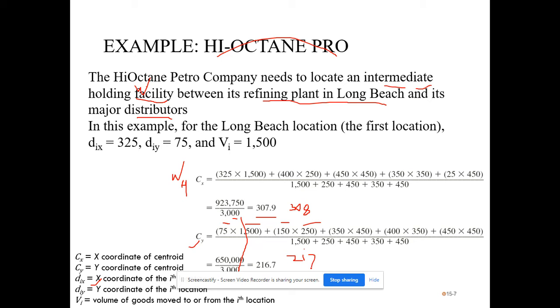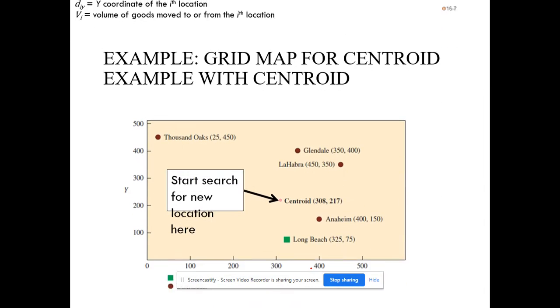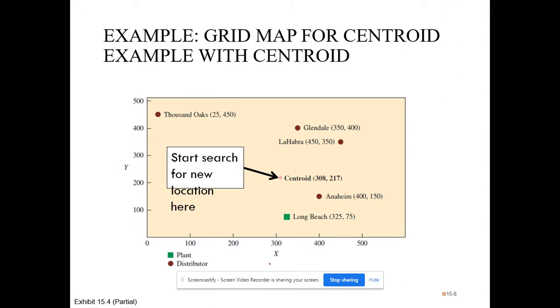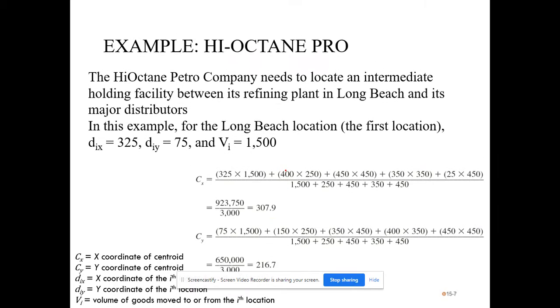Now let's look at it, so here you may be a little bit confused. Let's look at this on a two-dimensional xy map so that things become clear to you. Okay, so here is Long Beach, and these are the different distributors. Actually, I did not show you this XY plot before, otherwise things would have been much more clear. And this is the 308 and 217. So we just go back, 308 and 217. These are the coordinates I shared with you.